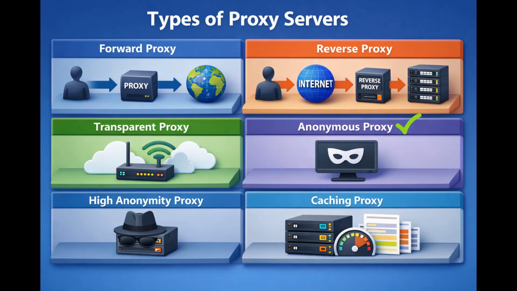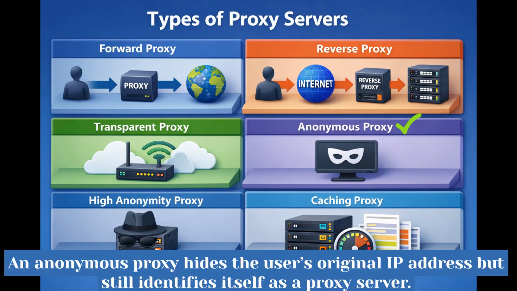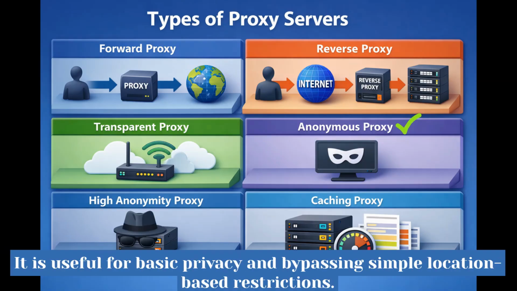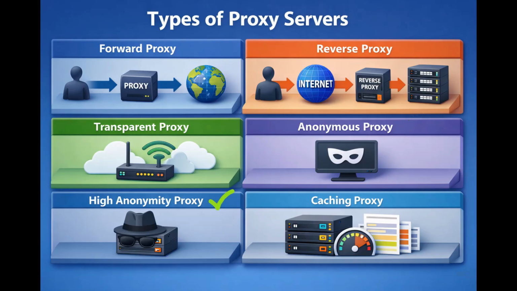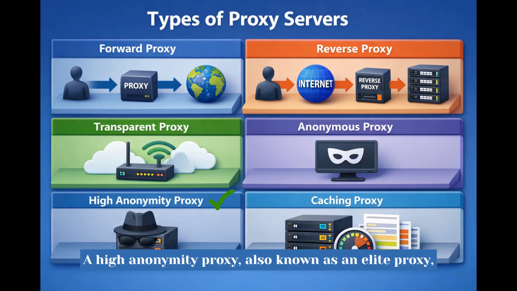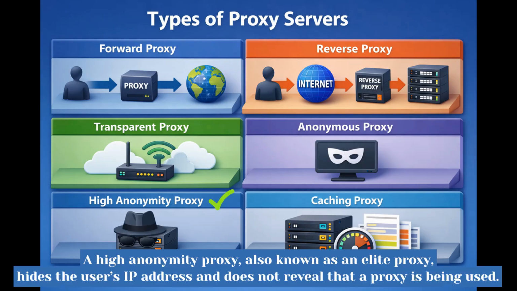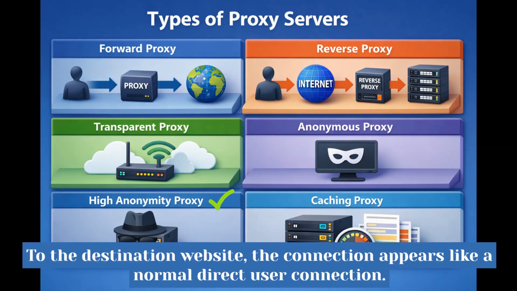Anonymous proxy. An anonymous proxy hides the user's original IP address but still identifies itself as a proxy server. It is useful for basic privacy and bypassing simple location-based restrictions. High anonymity proxy. A high anonymity proxy, also known as an elite proxy, hides the user's IP address and does not reveal that a proxy is being used. To the destination website, the connection appears like a normal direct user connection.